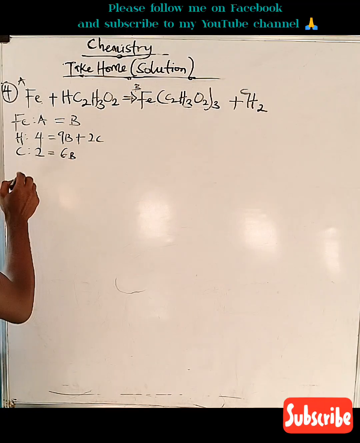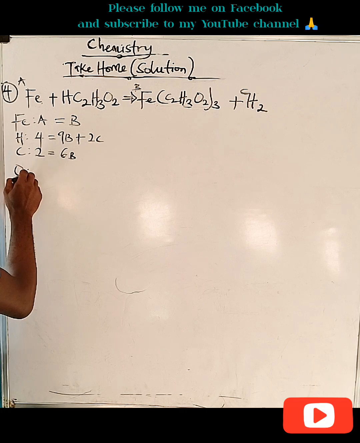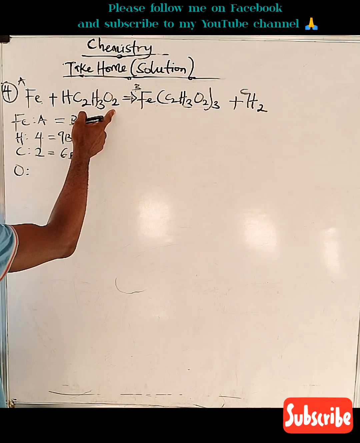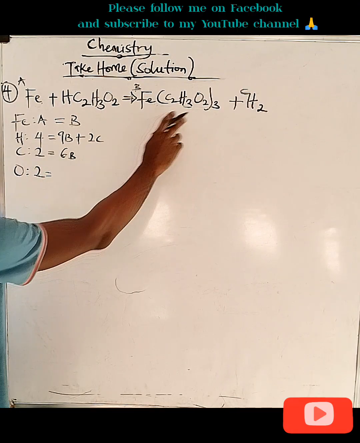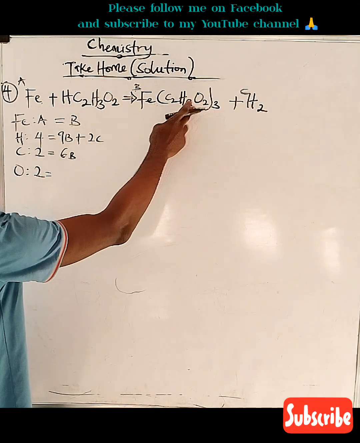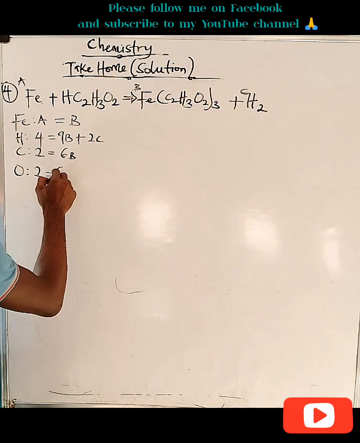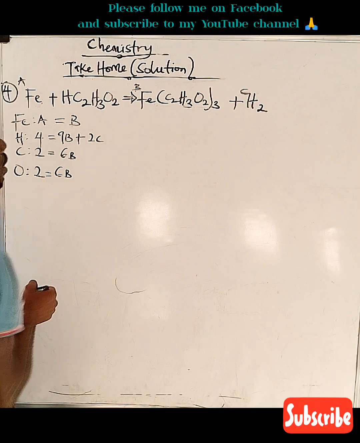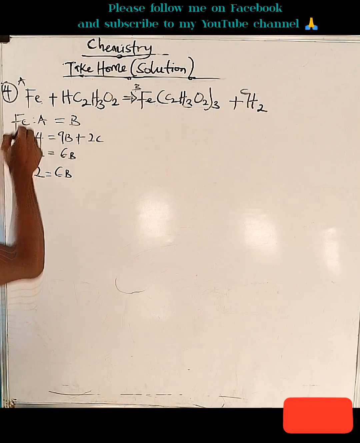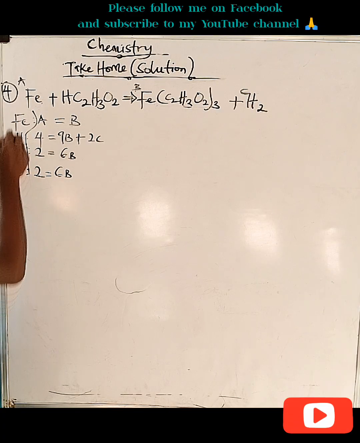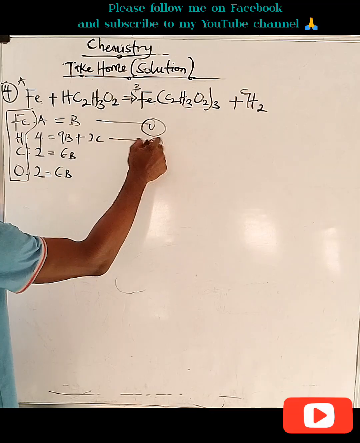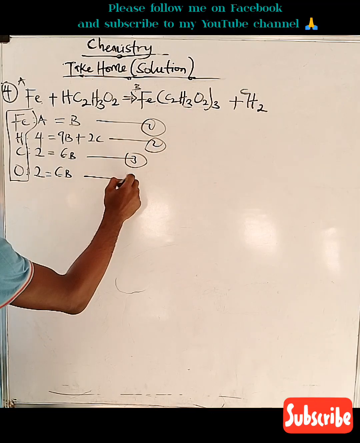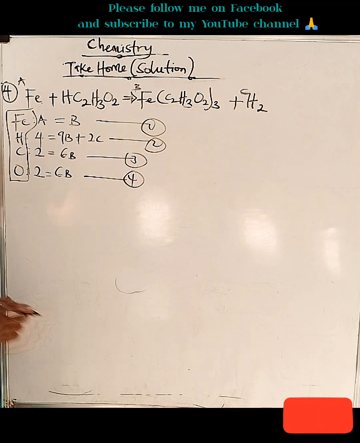No other carbon. Then the last element we have, which is oxygen. We have 2 atoms of oxygen on the reactant end, so 2. Then oxygen on the product end, we have 6 atoms of oxygen, so 2 equals 6B also. That's a repetition of this. So we're done with all the atoms of element. We're going to take them off like this. So we have equation 1, equation 2, equation 3, equation 4. Those are the 4 major equations, and we're going to solve them simultaneously.